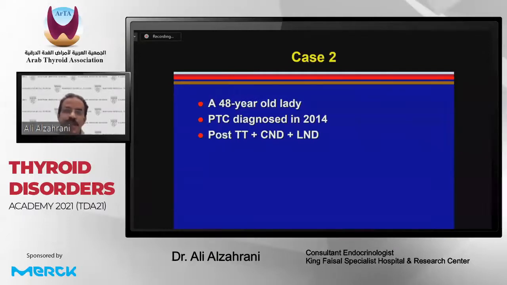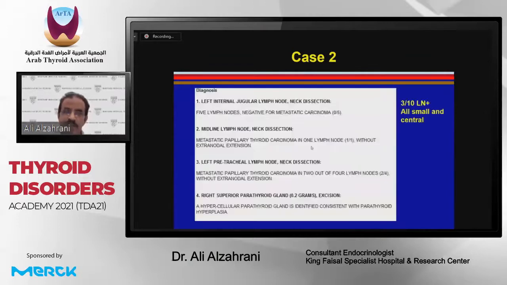So this is a 48-year-old lady who was diagnosed in 2014 with papillary thyroid cancer. Again, she underwent total thyroidectomy, central and lateral lymph node dissection in another hospital. And this is her pathology. She had 3 out of 10 lymph nodes positive, all small and in the central compartment. This is the summary of this long report here.